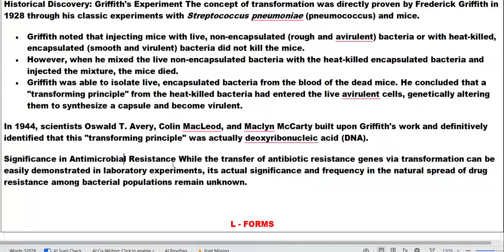Significance of antimicrobial resistance. While the transfer of antibiotic resistance genes via transformation can be easily demonstrated in laboratory experiments, its actual significance and frequency in the natural spread of drug resistance among bacterial populations remain unknown.